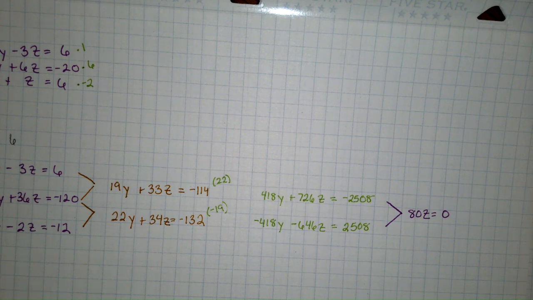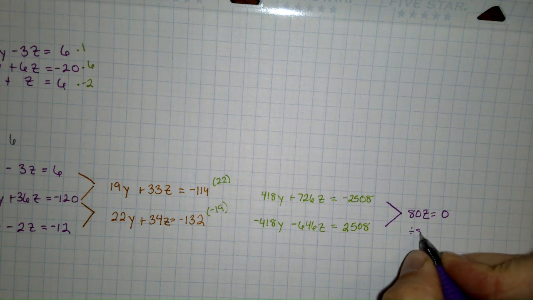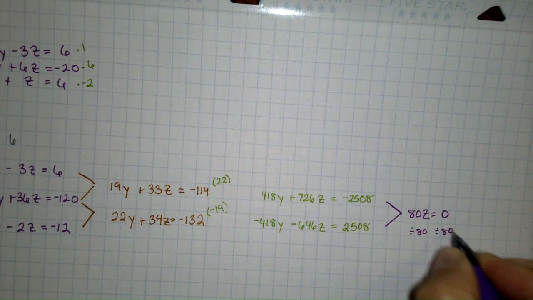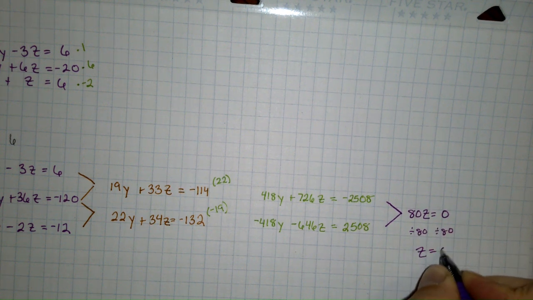We have a variable. So we're going to divide both sides by 80. We find out that z equals 0. The altitude is 0. It's just the plane is on the ground, right? There's latitude and longitude, but we're at sea level.